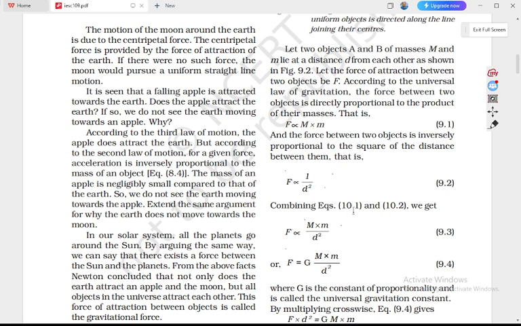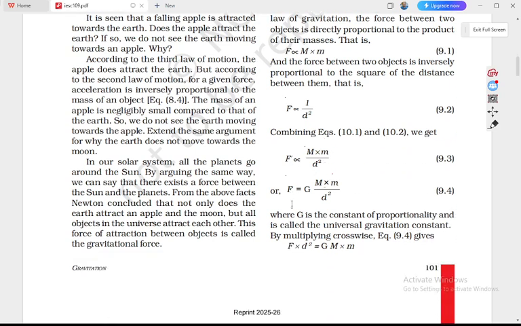Combining equations 10.1 and 10.2, we get F is proportional to M m by d square, or F equals G M m by d square, where capital G is the constant of proportionality and is called the universal gravitational constant. Remember that this is the universal gravitational constant. By multiplying crosswise, we get F d square equal to G M m. That is the value of force here. Remember this also.